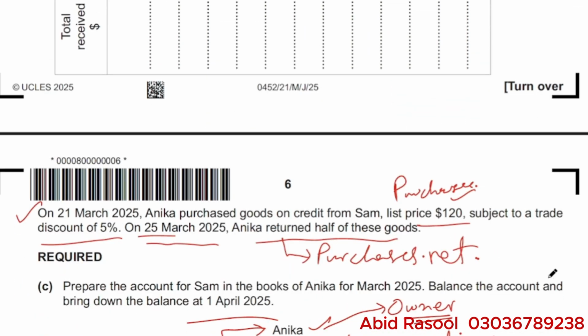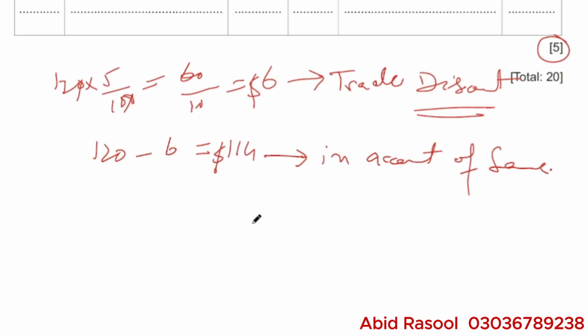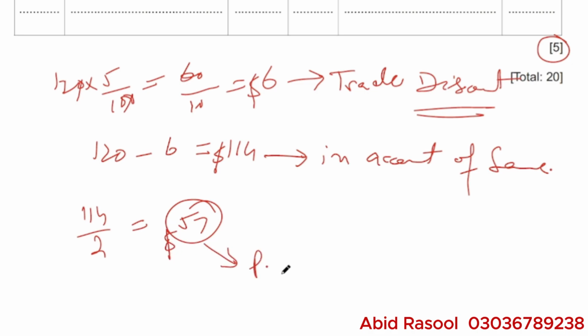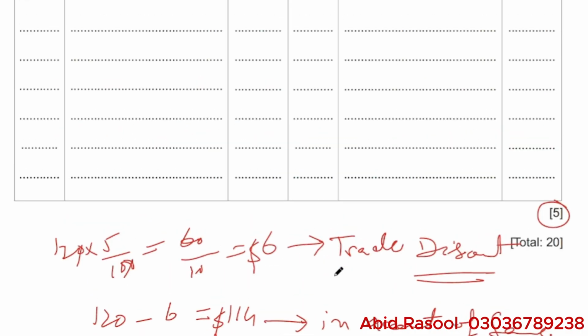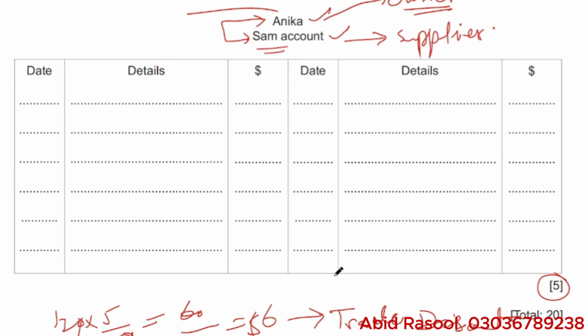Then they are saying that half of these goods were returned. So 114 divided by 2, this is the return, meaning $57 were returns. These were the purchase returns. Now we are clear with all the transactions to be posted in Sam's account that contains 5 marks.